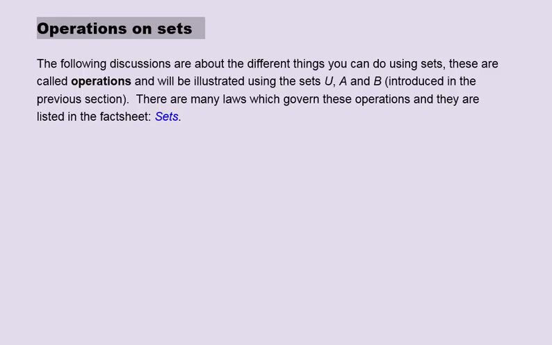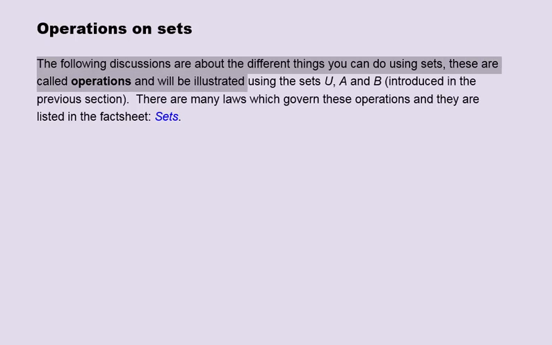Operations on sets. The following discussions are about the different things you can do using sets. These are called operations and will be illustrated using sets U, A and B, introduced in the previous section. There are many laws which govern these operations and they are listed in the fact sheet, Sets.